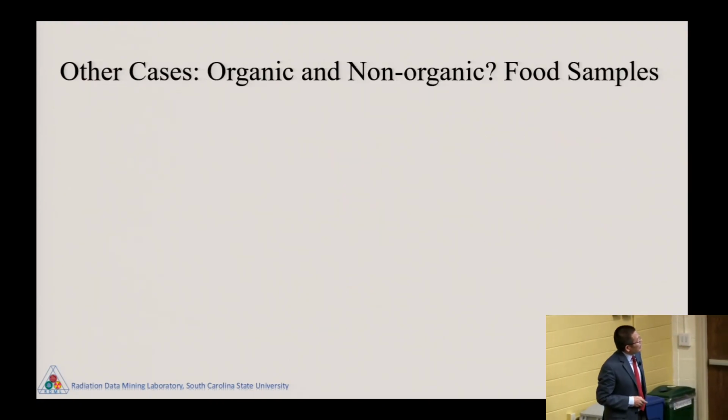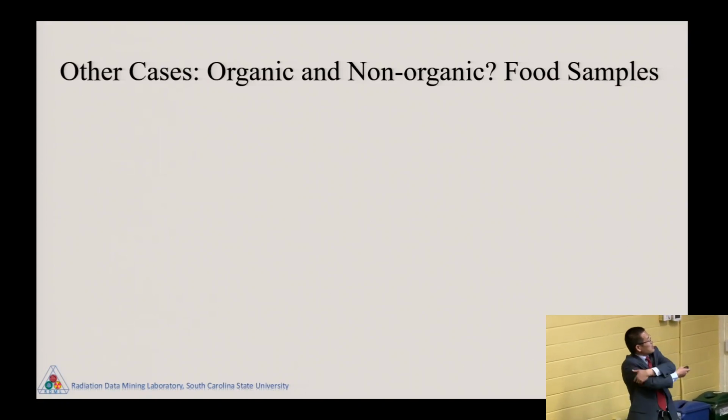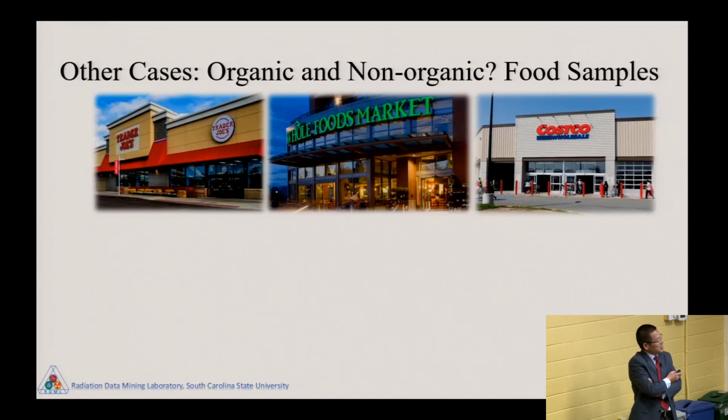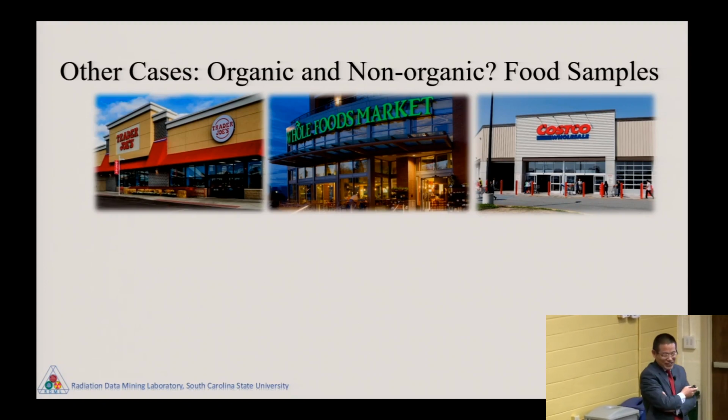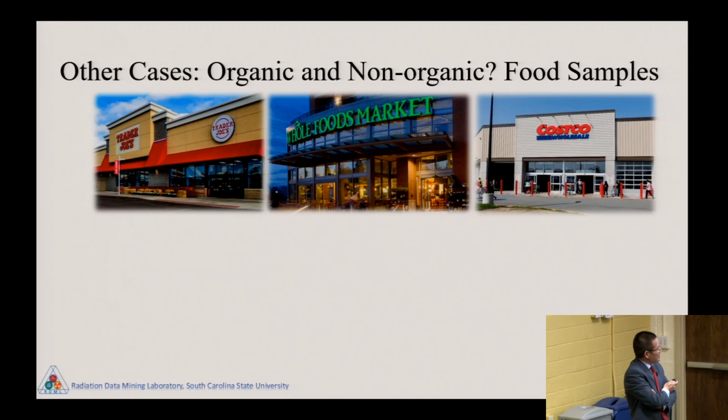Okay, another case is to find out what's the difference between organic and non-organic food. This is a project my wife is very interested in. The food comes from Trader Joe's, Whole Foods, and Costco. And some of them, they say, are very expensive.